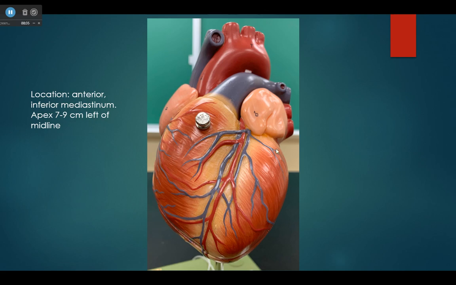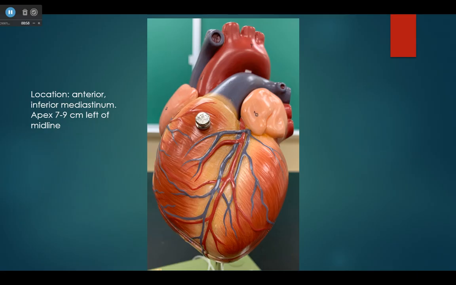The base, which is the wide end of the heart, is going to be under the second rib and pointing towards the right shoulder. The apex, the pointy end of the heart, is going to be in the fifth intercostal space, or between the fifth and sixth rib, and it's going to be pointing towards the left hip, and it is about 7 to 9 centimeters left of the midline.